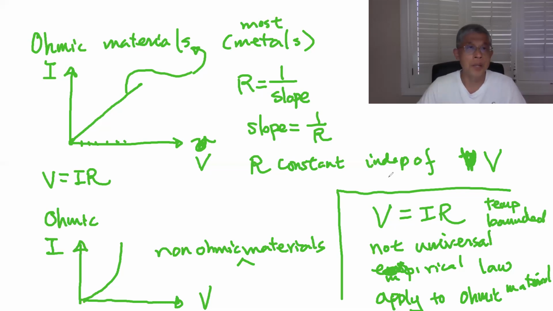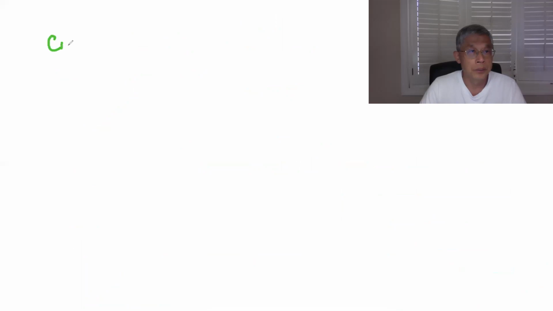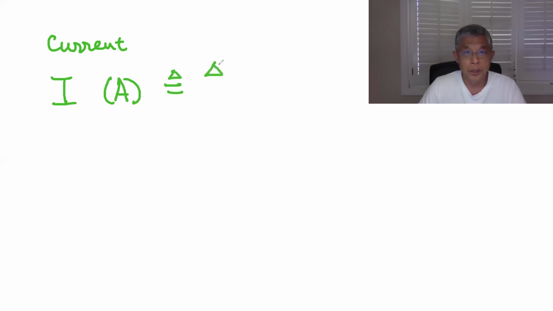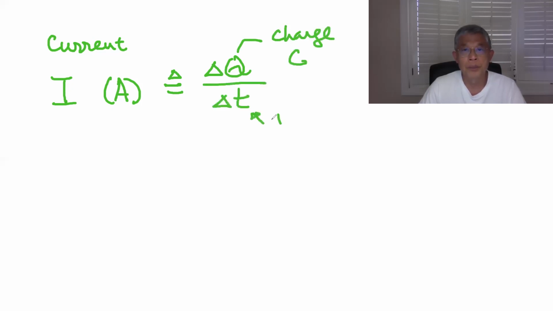All right, so this is ohmic and non-ohmic material. What else can we talk about? Yeah, let's talk about current. So what's current? The symbol is I, and the unit is amps. It's defined as delta Q, which is the charge, the unit is coulomb, over delta T, which is time.